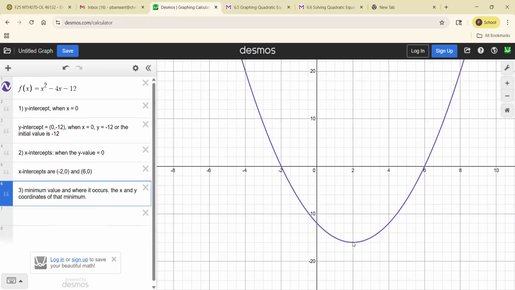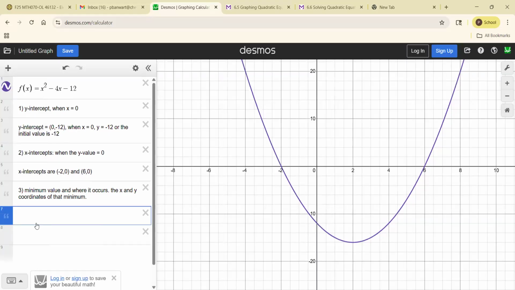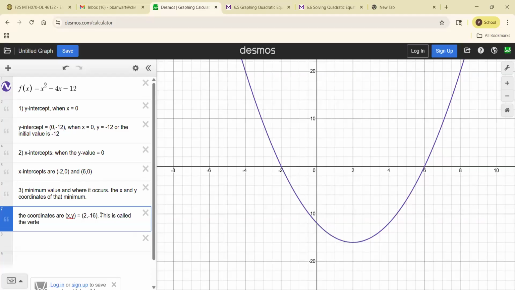And I have to click again because I already forgot. Looks like 2 and -16. And coordinates are x, y equals 2, -16. And here we're going to introduce a piece of vocabulary, which I will also put on the notes. This is called the vertex of the quadratic of the graph or quadratic function.